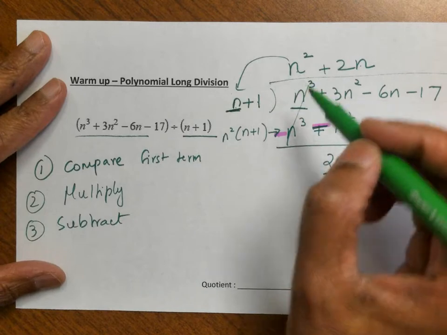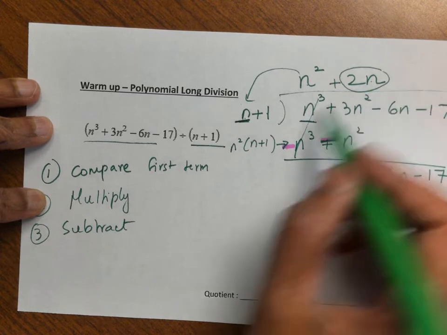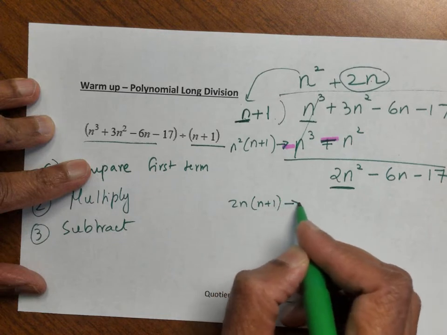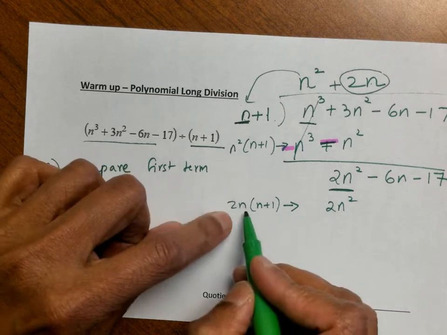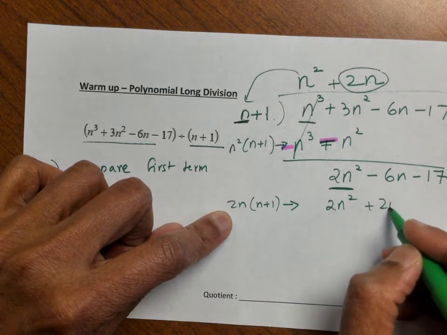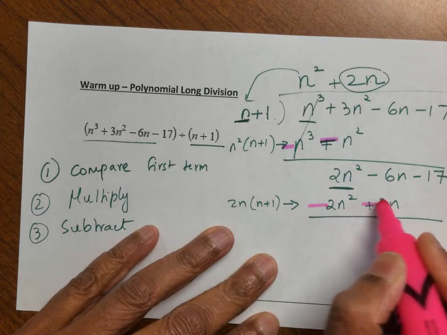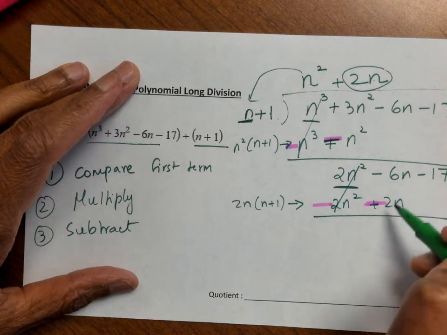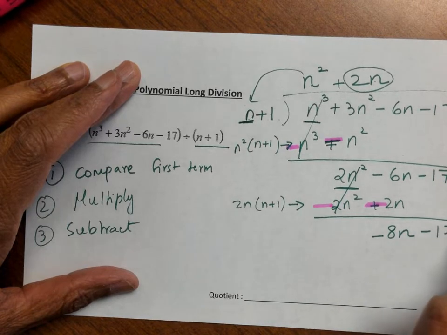So 2n times, then you multiply. You multiply 2n with n plus 1. So 2n times n plus 1 gives you what? 2n times n is 2n squared. That's your whole goal. And then 2n times 1 is 2n. Everybody okay? And then subtract. So when you subtract, you change the signs for both. This becomes negative, this also becomes negative. So let's see what we have. 2n square cancels out, and then negative 6n, negative 2n is negative 8n. And then bring it down.